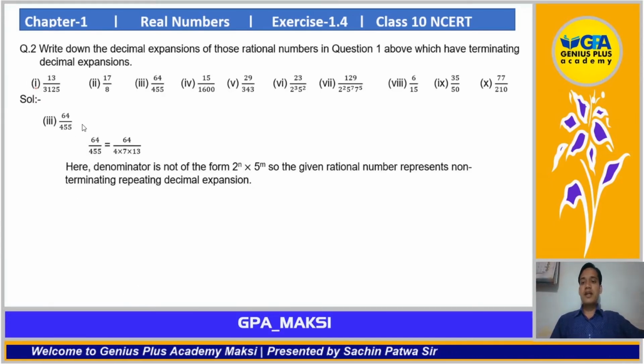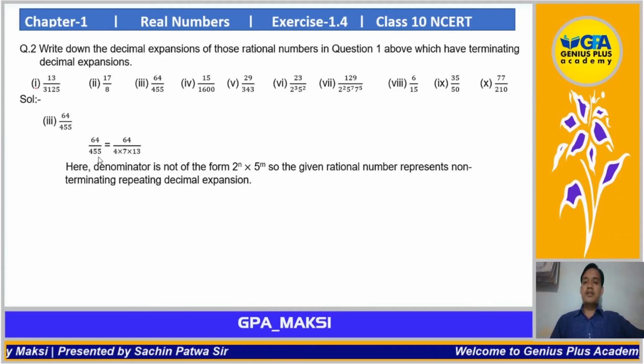And question number 3 is 64/455. So the prime factorization of 455 is 5 into 7 into 13, and it is not in the form 2 raised to n, 5 raised to m. So it does not have a terminating decimal expansion. So here the denominator is not of the form 2 raised to n, 5 raised to m. So the given rational number represents a non-terminating repeating decimal expansion. Pause the screen and note it.